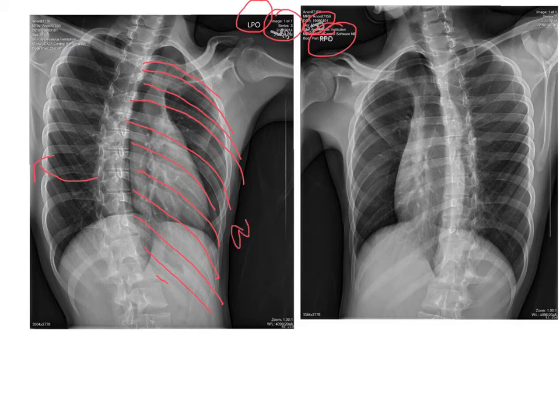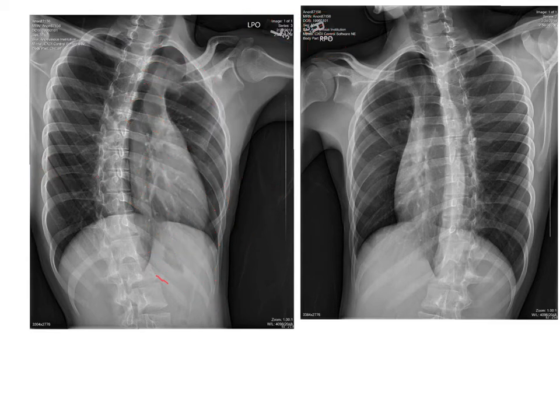Again, this is above diaphragm. We would like to see ribs 1, 2, 3, 4, 5, 6, 7, 8, 9, 10 above the diaphragm. We can still see 10 coming through here. We definitely have 9, so this is certainly an acceptable image.